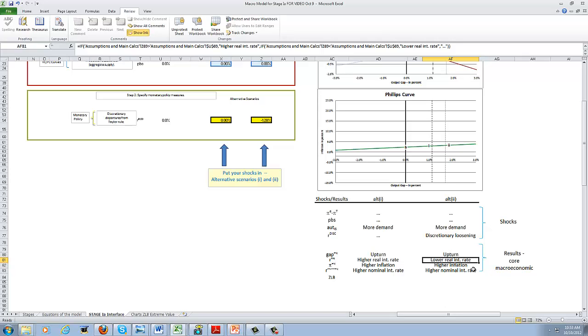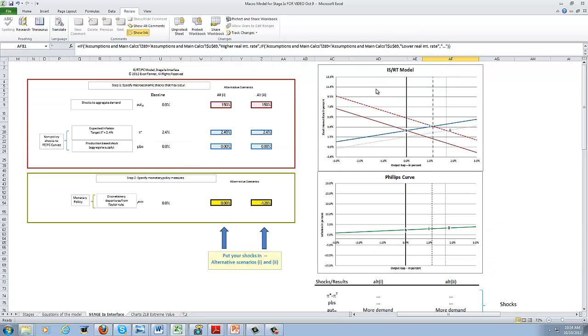It's slightly lower. Yes, we did raise the nominal interest rate, but we also had higher inflation, so apparently we didn't raise the nominal interest rate high enough to increase the real interest rate above its baseline value. So that's our aggregate demand experiment.